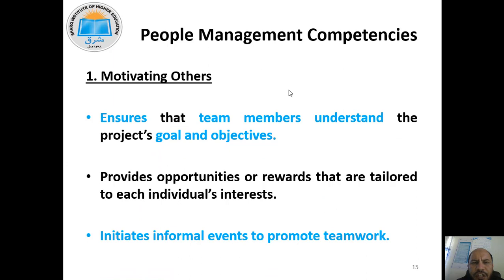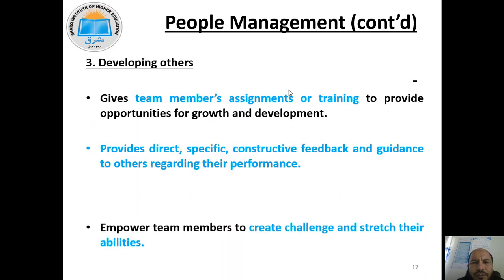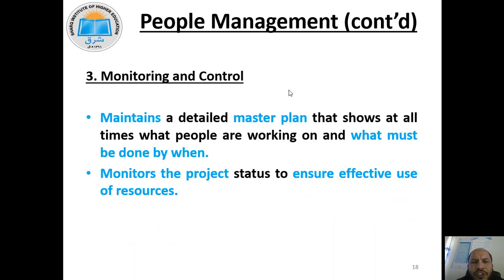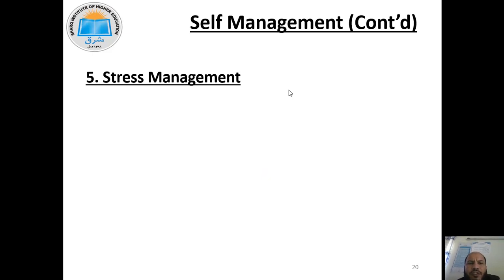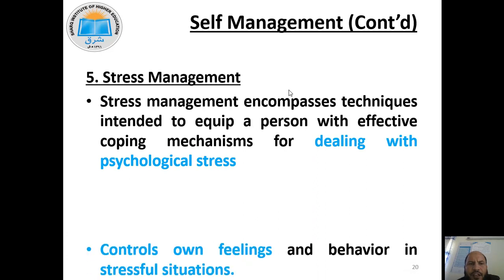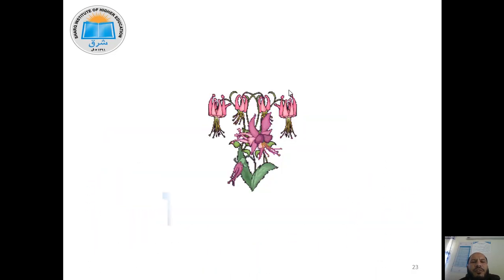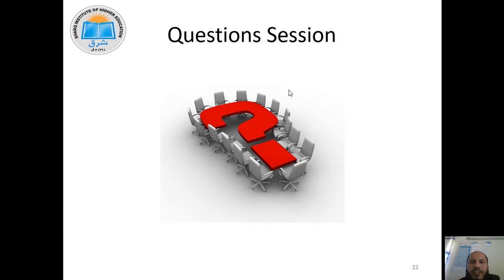So the project manager should have the skills of motivation, he should have good communication skills, he should have the skills to develop his team members, the people who will work with him, and he should also have monitoring and controlling skills. Along with this, we have the self-management competencies. Within self-management, we have the stress management skills, and also the flexibility skills. The project manager should have all these competencies and skills while he is conducting project management activities.